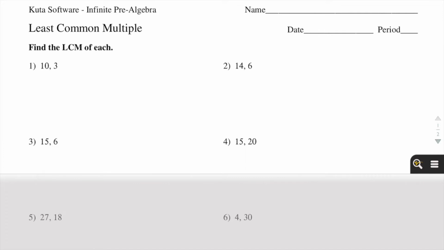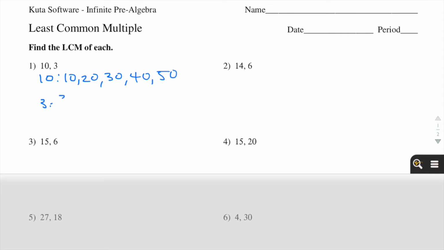So it's pretty straightforward. Let's start with number 1 and do 10. We're going to write all the multiples of it: 10, 20, 30, 40, 50. Let's just stop there and see what we get. Now let's do 3. What we're looking for is the first number that appears in this list of 10, so we can stop.